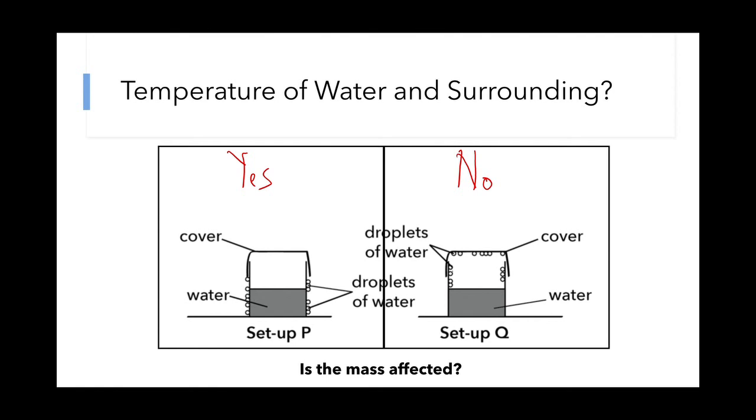Now, where did all these water droplets come from? It comes from the water vapor inside, and the water vapor comes from the water. So the total amount of water stays the same. You still have the same amount of water. Therefore, the mass in setup P did not change. What about the water droplets for setup Q? Where did they come from? They did not belong to the container at first.